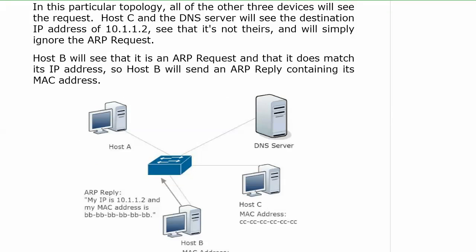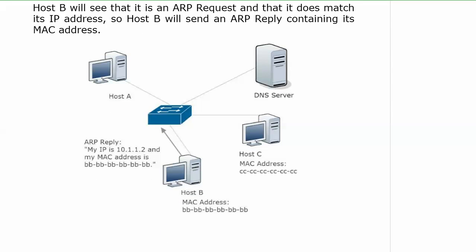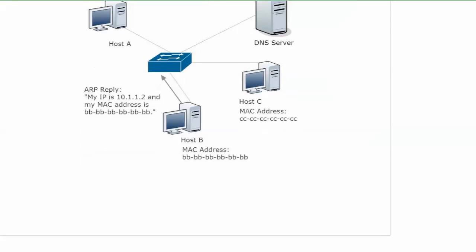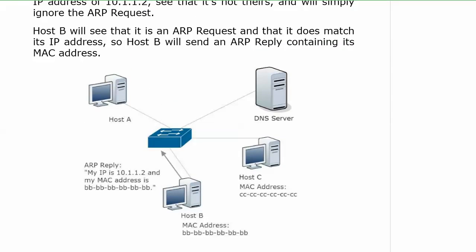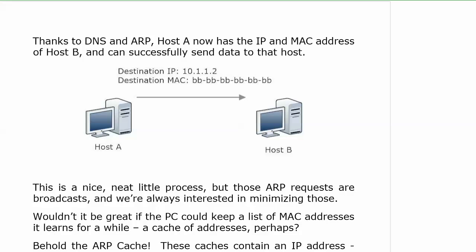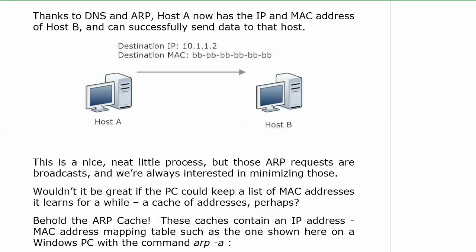Now, host B will see that it's an ARP request, and it does match its IP address. So host B then sends an ARP reply containing its MAC address, saying, hey, I am 10.112. I'm the guy you're looking for, and my MAC address is all B's. So that is our ARP request. Now, thanks to DNS and ARP, at this point, host A now has the IP and MAC address of host B, and it can send data to the host.